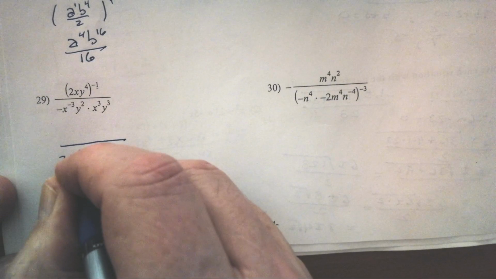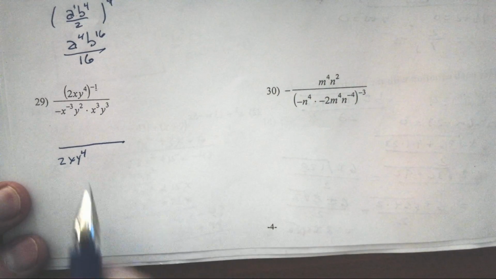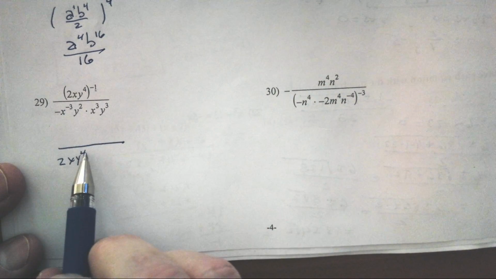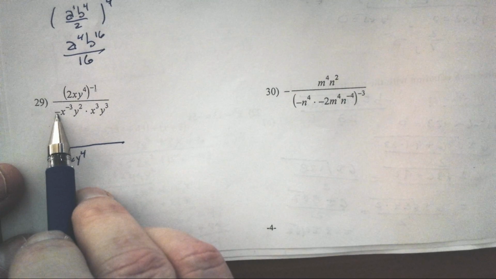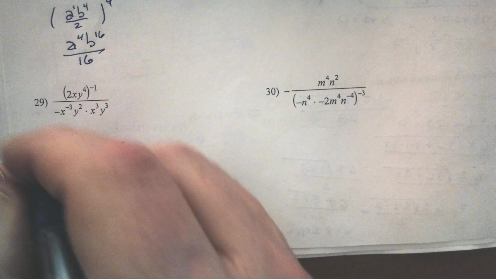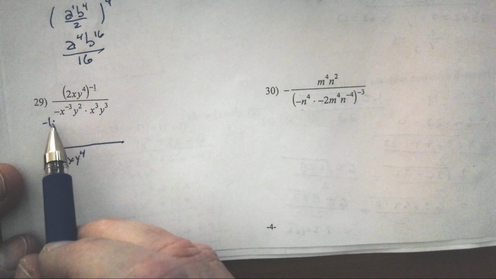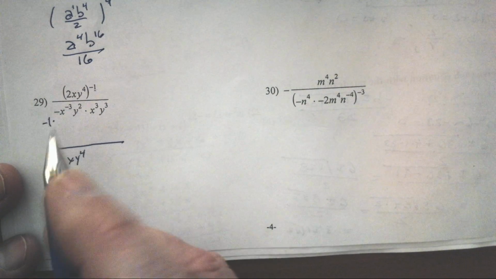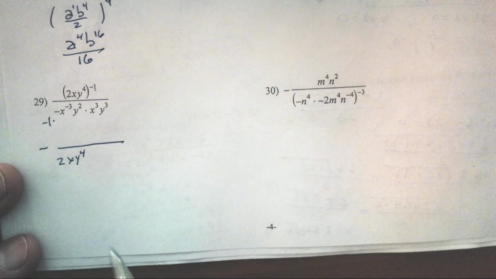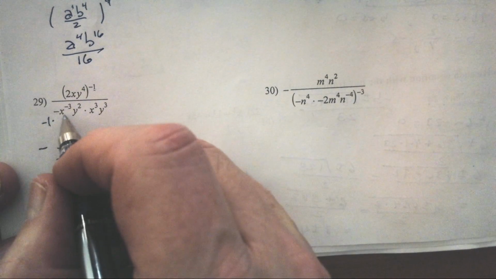Move 2xy to the fourth to the denominator. That would be to the positive first. This is the only negative factor. It's like there's a sneaky negative 1 out in front of this x. That's the only factor that's negative in here. So the whole fractional answer is going to be negative, just a single negative.